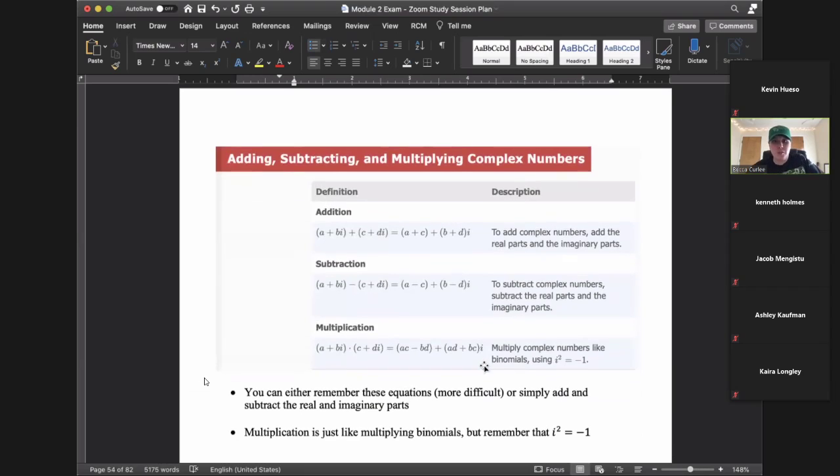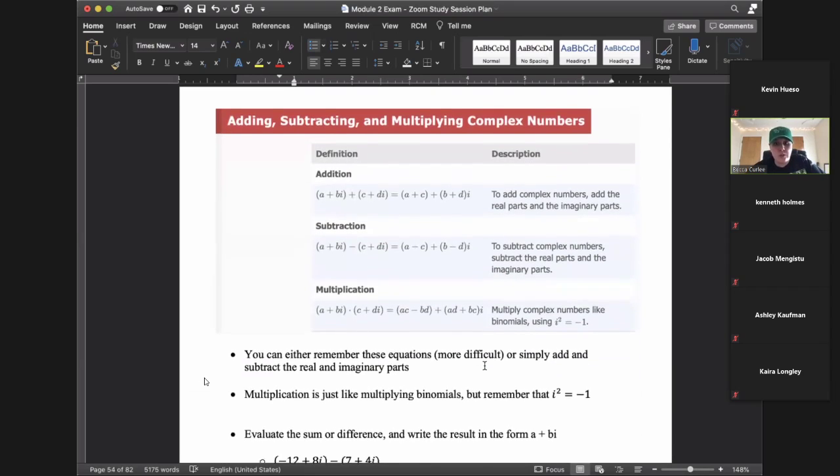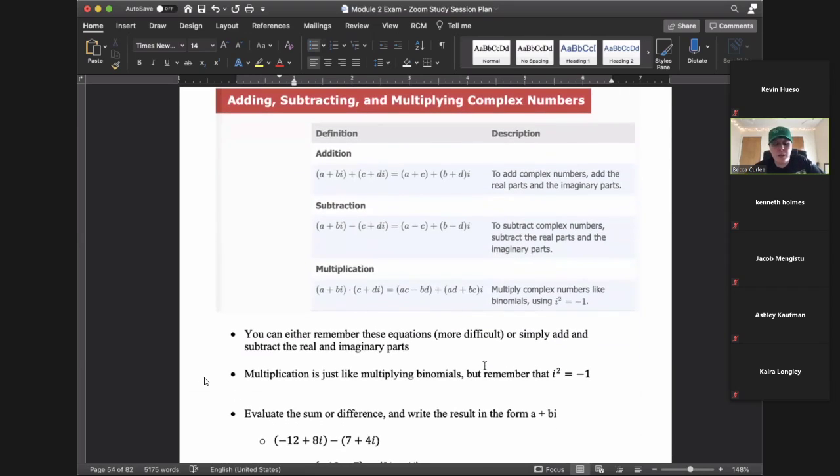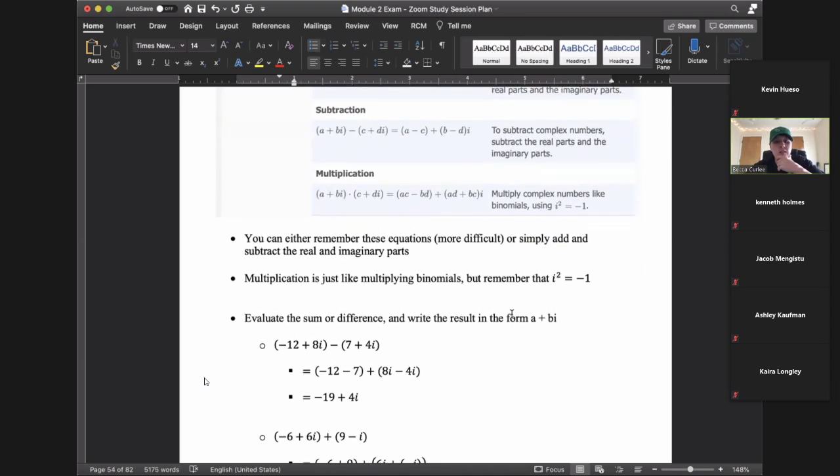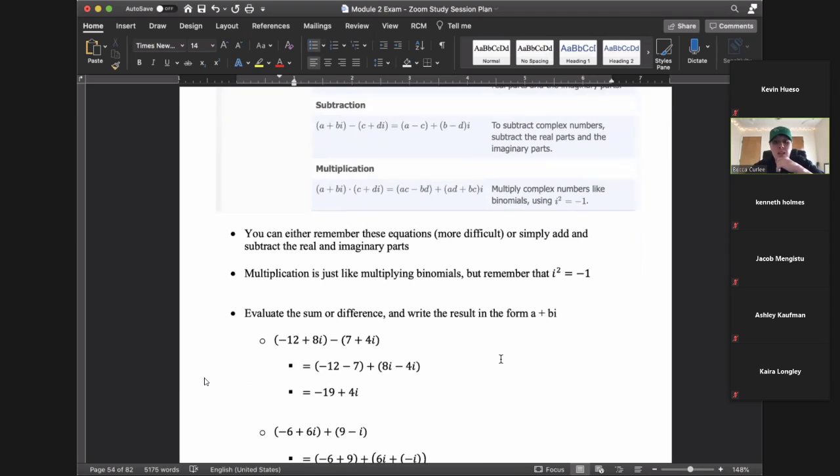Adding, subtracting, and multiplying complex numbers. You can either remember these equations, which I found super difficult. It would be awesome if I could just remember these and do it in my head that way. But you can just add and subtract the real and imaginary parts. And multiplication is just like multiplying binomials, but you always have to remember that i squared equals -1.